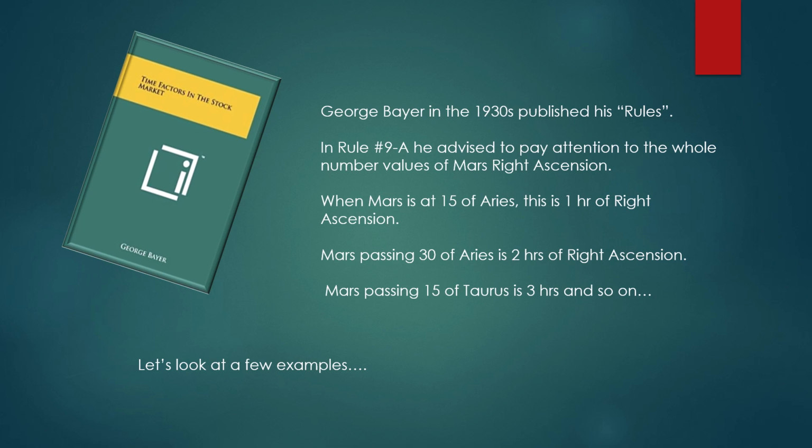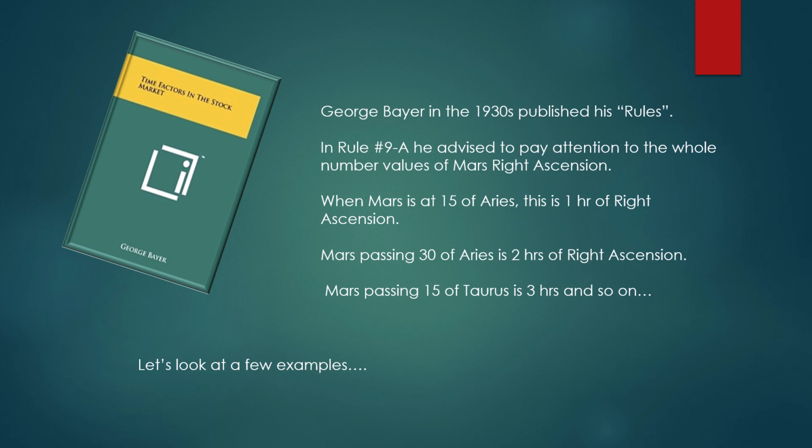He said you have to look at the planet Mars and its right ascension. For example, when Mars is at 15 degrees of Aries in the zodiac wheel, 15 divided by 15 equals 1. So Mars at 15 of Aries is the same as saying Mars is at 1 hour of right ascension. Let's say Mars was at 30 degrees of Aries, just about ready to move into the next sign of Taurus. 30 divided by 15 equals 2. So you could say Mars is at 30 degrees of Aries, or you could say Mars is at 2 hours of right ascension. Mars passing 15 degrees of Taurus is actually 45 degrees on the zodiac wheel. 45 divided by 15 is 3. So you could say Mars is at 15 of Taurus, or Mars is at 3 hours of right ascension, and so on and so on.